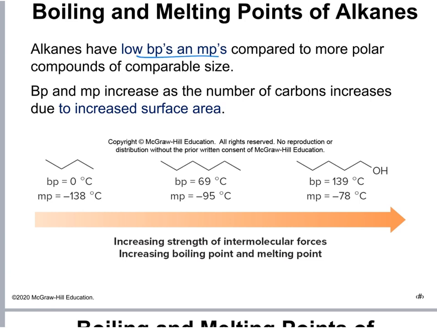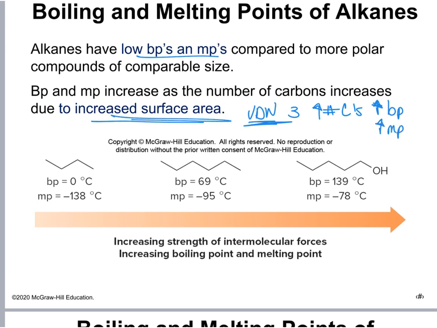They have low boiling points and low melting points compared to polar compounds of similar size. But if you're just looking at van der Waals and comparing three compounds that all do van der Waals, then as you increase the number of carbons, you increase the boiling points and the melting points because you increase the surface area.